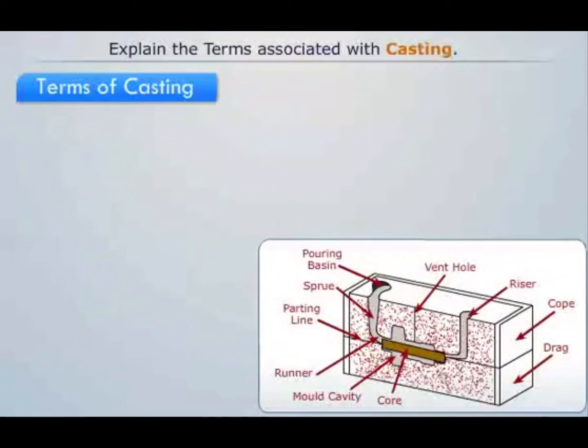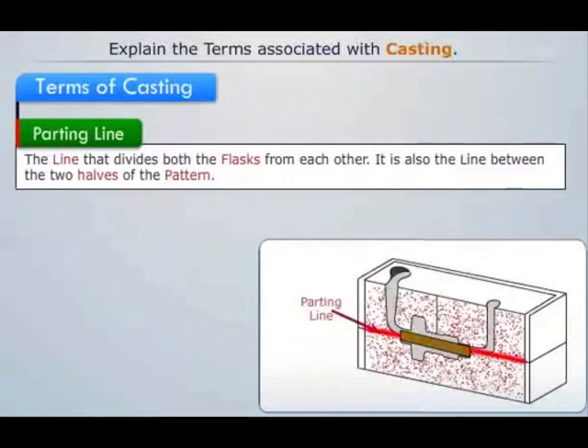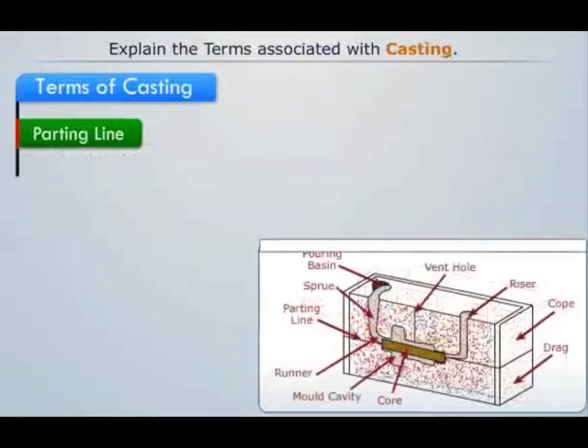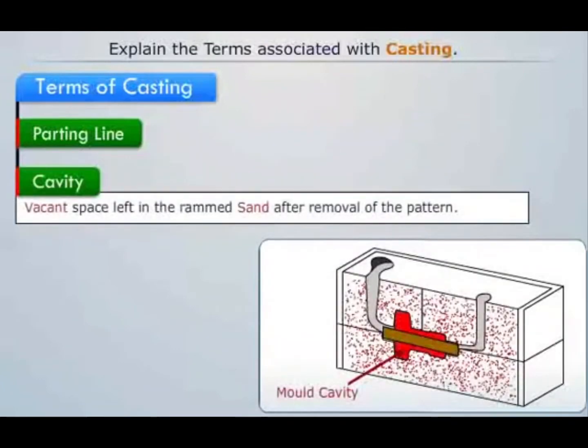Now let us discuss some other terms associated with casting. Parting line is the line that divides both the flasks from each other. It is also the line between the two halves of the pattern. Cavity is the vacant space left in the rammed sand after removal of the pattern.